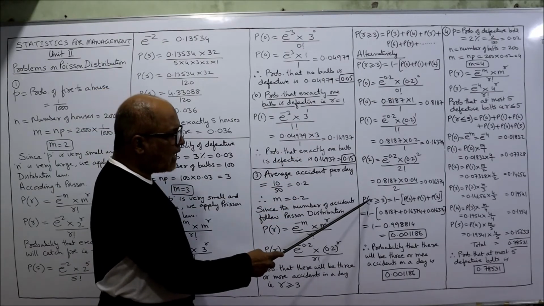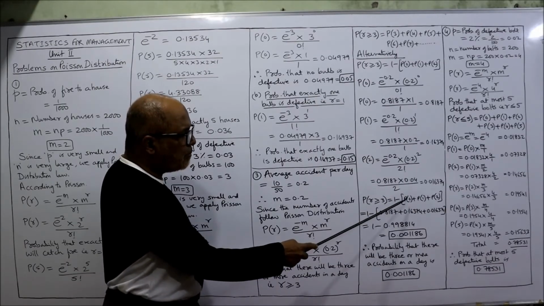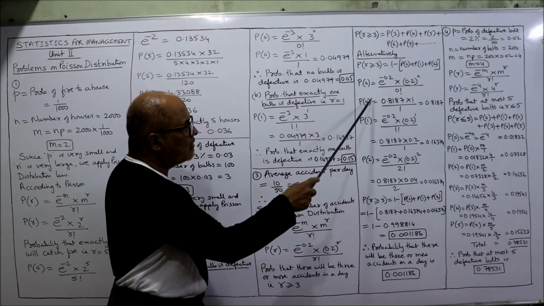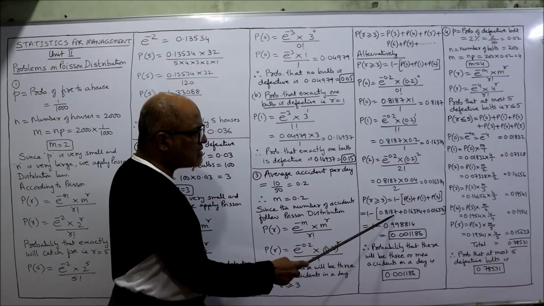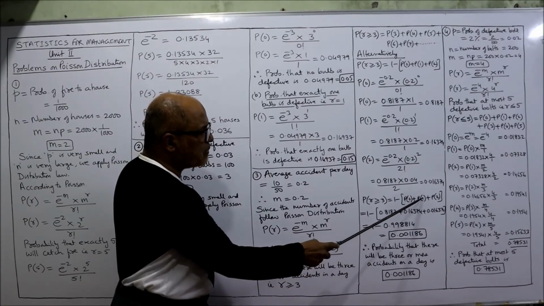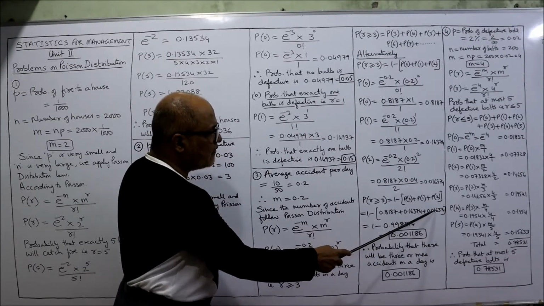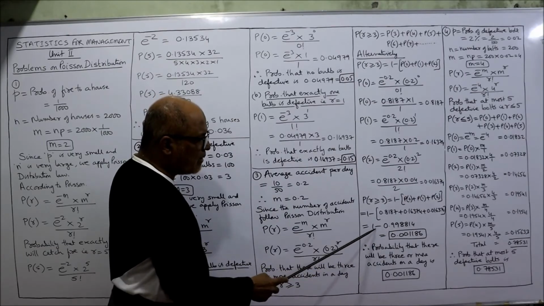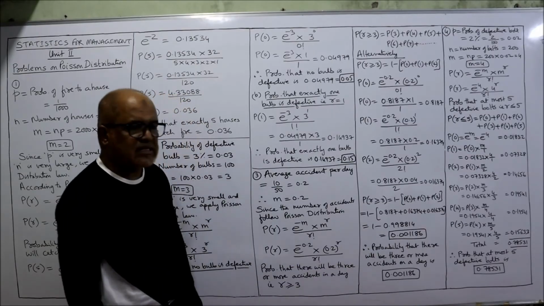So P of r greater than or equal to 3 is equal to 1 minus P of 0 plus P of 1 plus P of 2. All the values we got here. So 1 minus 0.8187, this is P of 0, 0.16374, this is P of 1, and 0.016374, this is P of 2. If you add up these 3 values, we get 0.998814. So 1 minus 0.998814 is 0.001186.